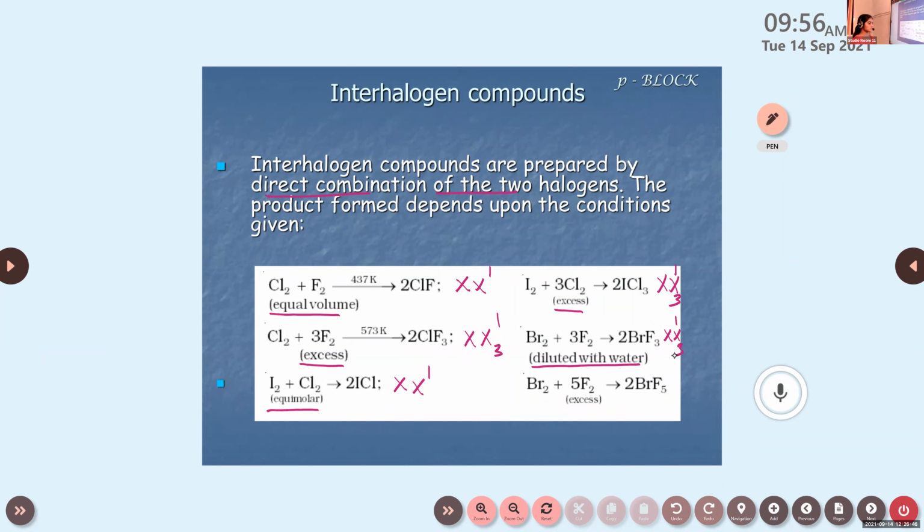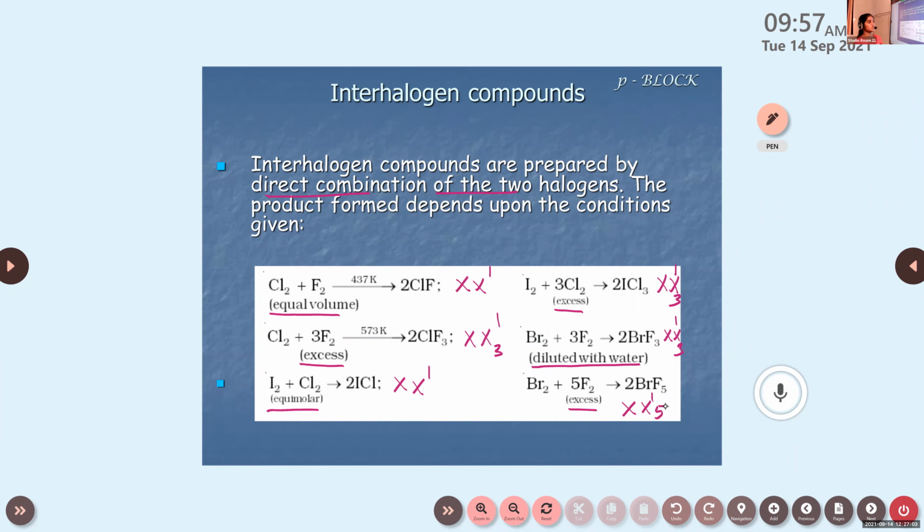Then the last one is bromine and fluorine. Here fluorine is in excess and BrF5 is formed. Their general formula is XX'5. So these are the preparation methods of interhalogen compounds.